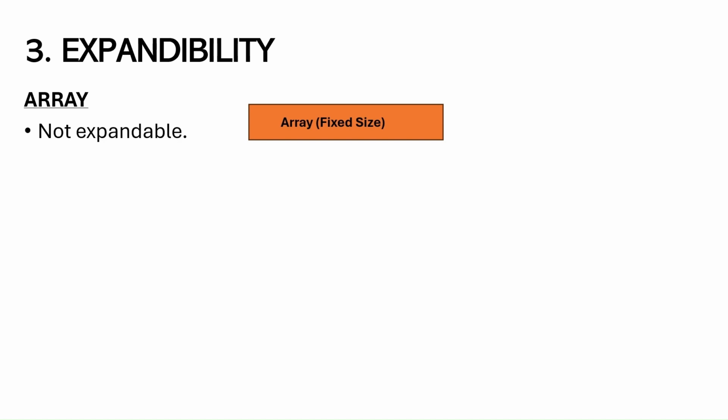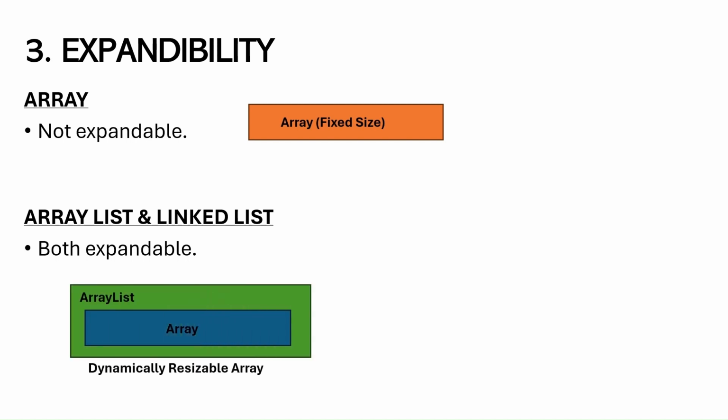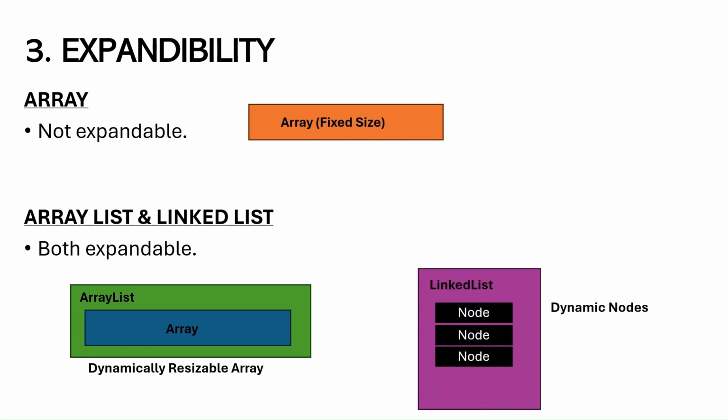Now let's quickly shift our focus to ArrayList and LinkedList. Here is where the game changes. Both of these data structures are like superheroes of adaptability. They can expand and contract as needed. For ArrayList, behind the scenes, there is a dynamic resizable array working its magic. Need more space? ArrayList's got you covered. It can dynamically resize its underlying array to accommodate more elements, making it a fantastic choice when your data might grow over time.